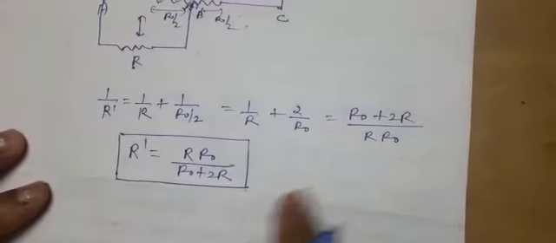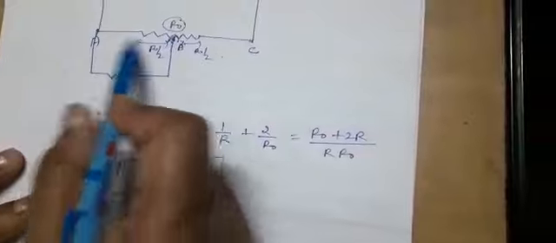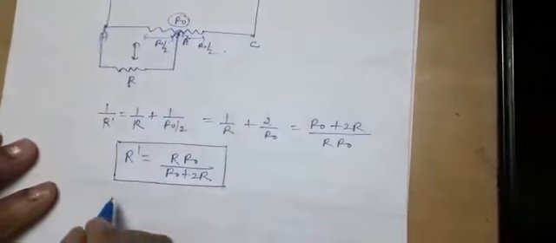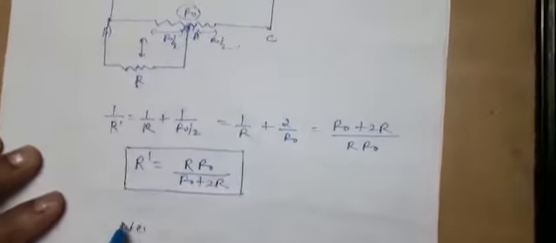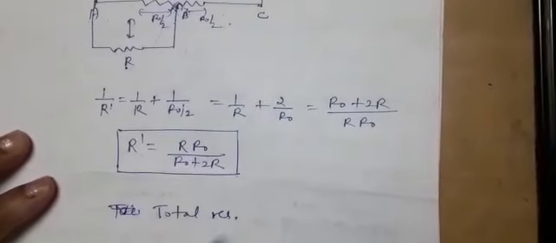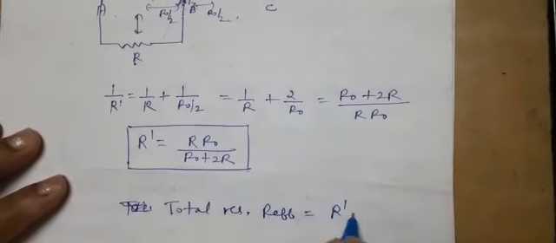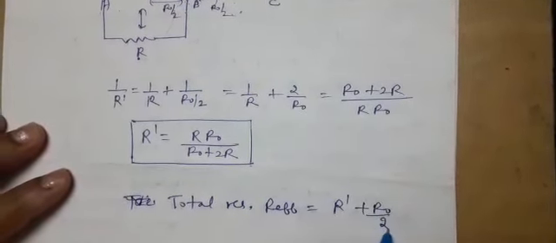Now this is a simple parallel combination. The entire combination of these two will be in series with R0. So the total resistance of the circuit, let it be R effective, will be given by R dash plus R0 by 2.